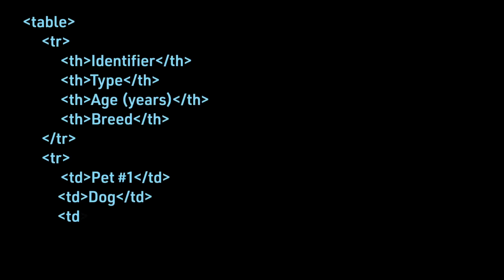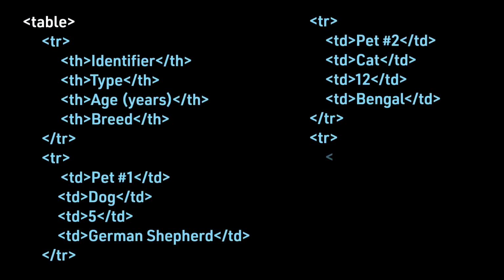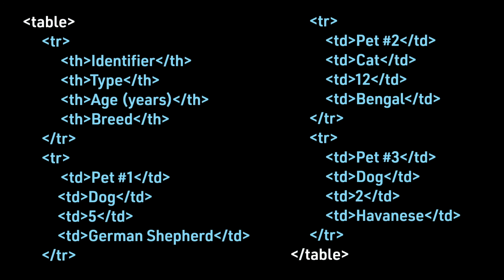So with our code, we see that we have a table element enclosing all of the other elements. We see that we have 4 table row elements. Each of these rows enclose 4 cells. In the first row, we have our header cells. So we see that each piece of content is enclosed by a table header element, while in the subsequent rows, the content is enclosed by table data elements.